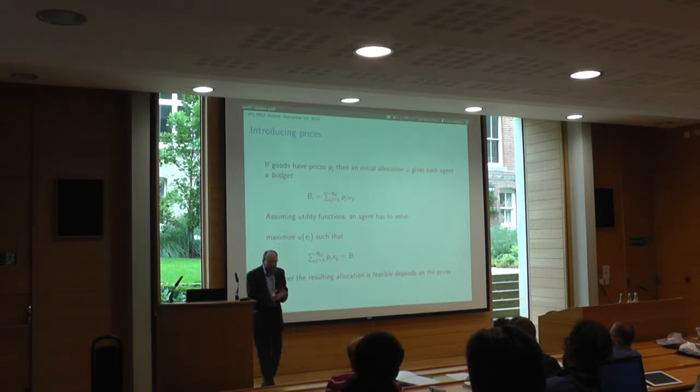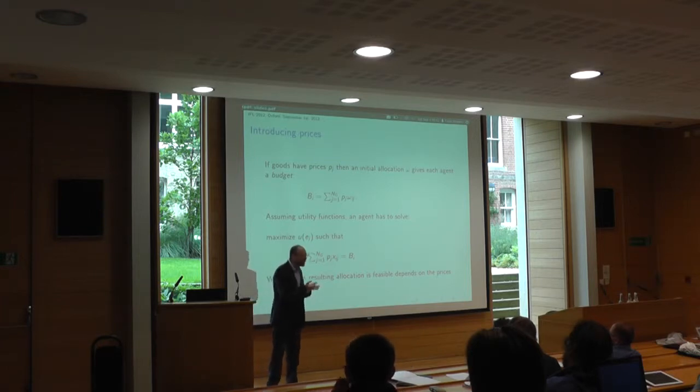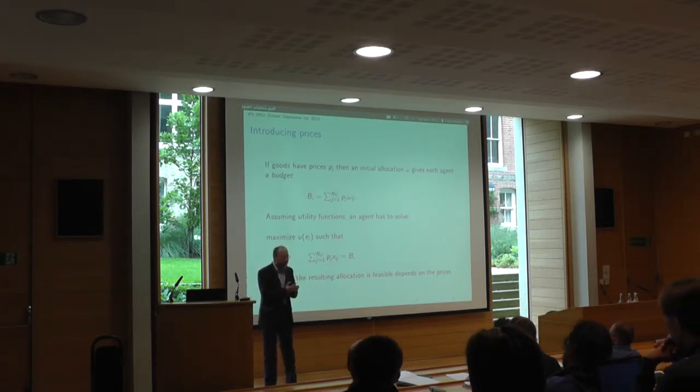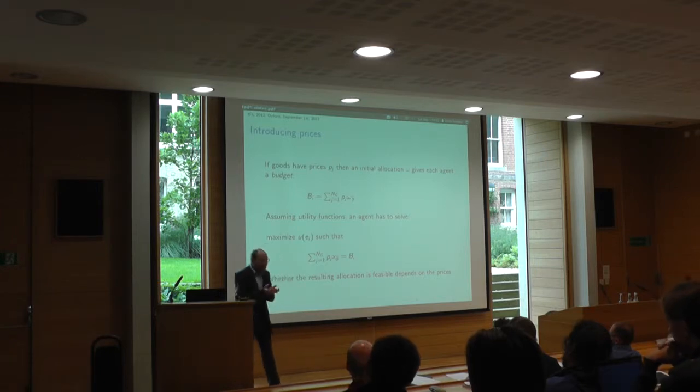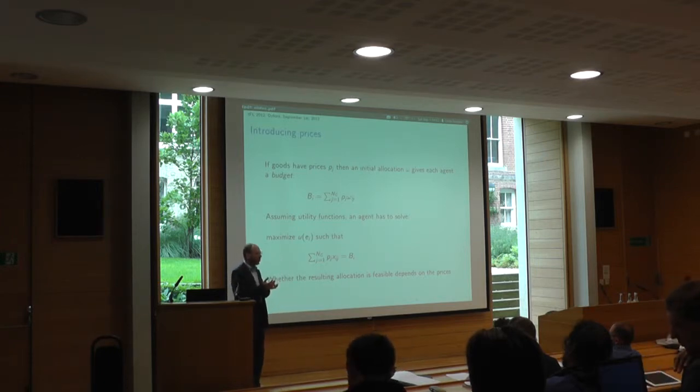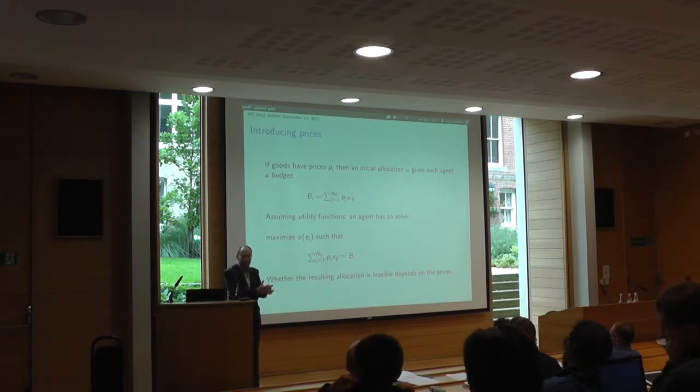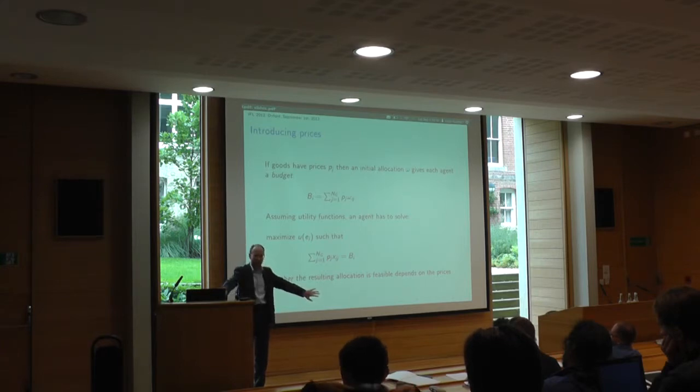Then, because each agent has an initial endowment, it's like each agent has a budget. Then each agent solves his own optimization problem. What would I like best with this budget? Lots of beer and some wine. No relation to the others, right?